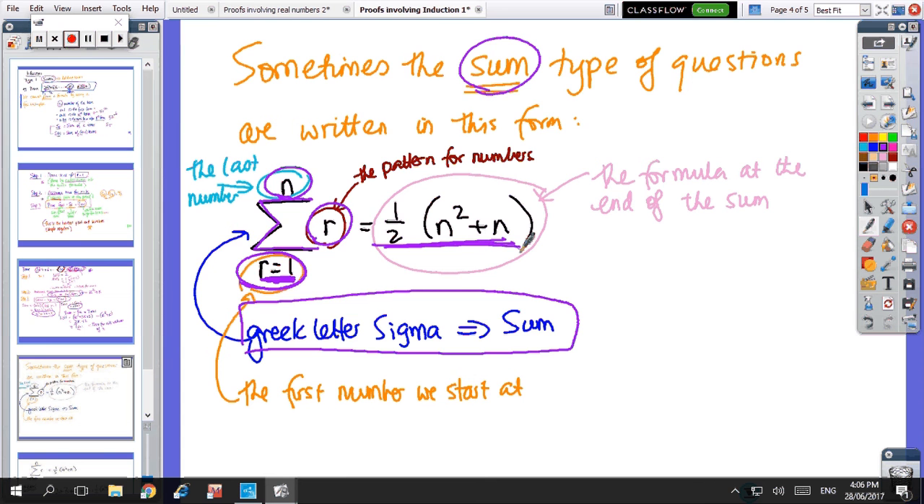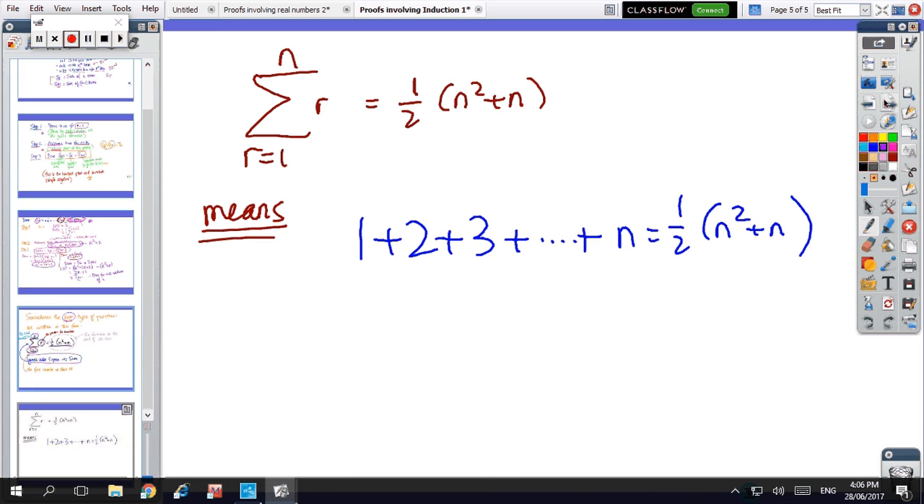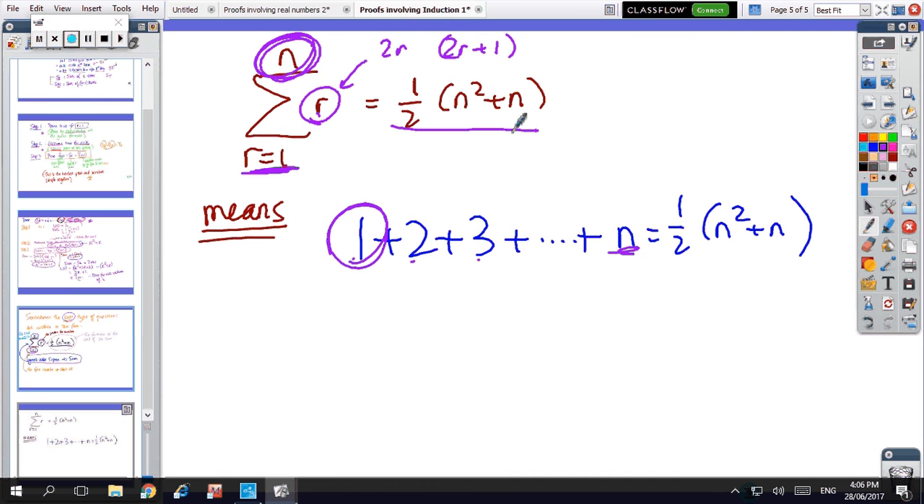Come across and we'll have a look. r equals 1 means you start from 1 and you're going up to n, so it's going up in ones because it just says r. If that had said 2r, then it'd go up in 2s. If that had said 2r plus 1, then you just put it into the formula. But this just says r, so it's going up in 1, 2, 3, going up in ones, up to that number, and that's the formula.